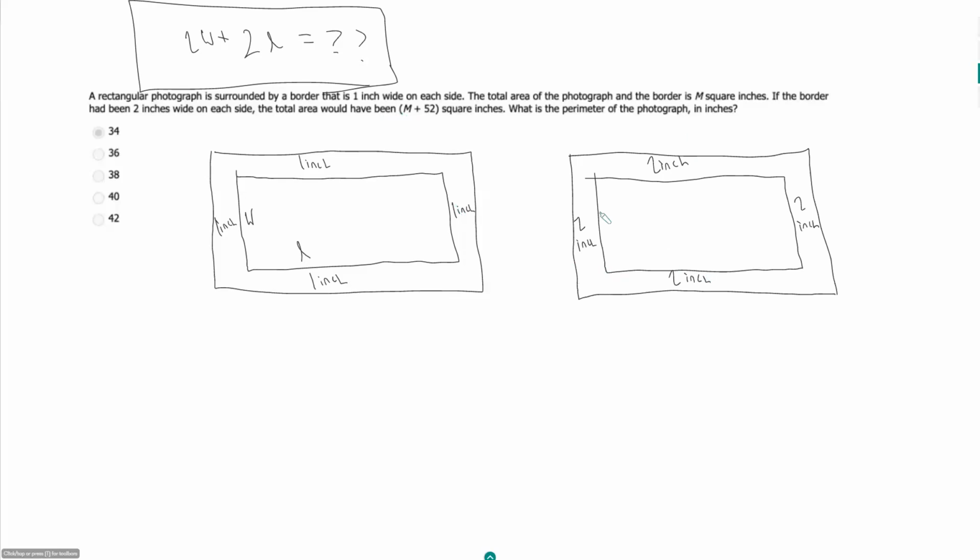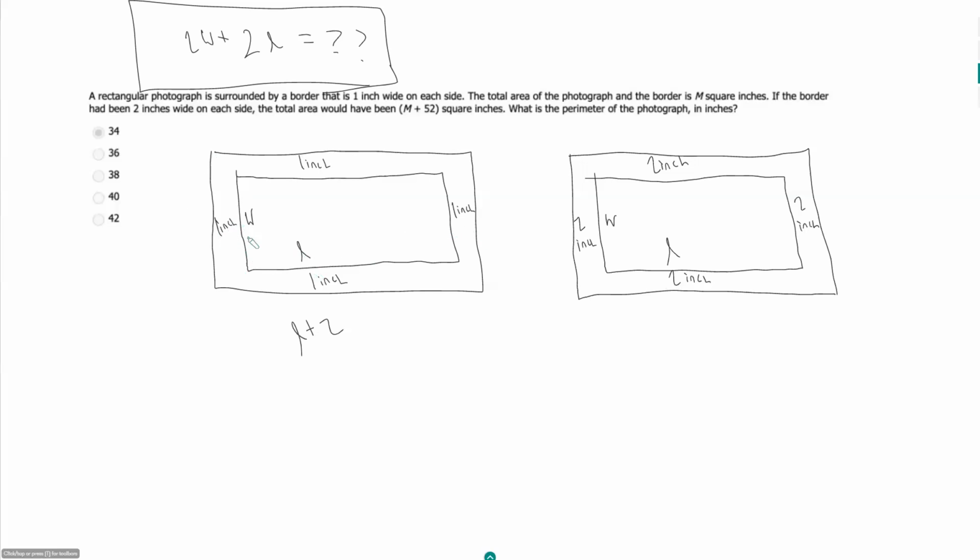So let's think about something. My photo did not change at all. So the width of my photo is still W, and the length of my photo is still L. What did change is the length and the width of my border. So here, if my photo had a length of L, my border should have had a length of L plus 2, right? Because I have 1 inch on each side.